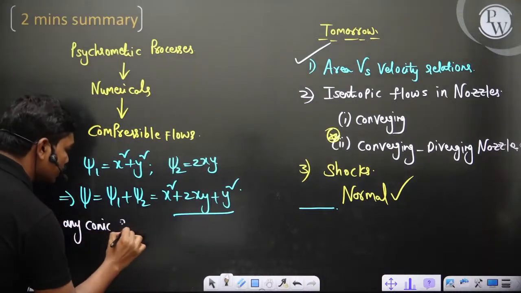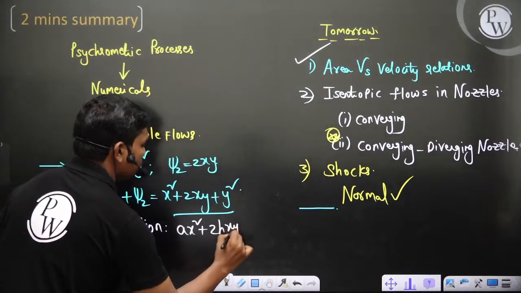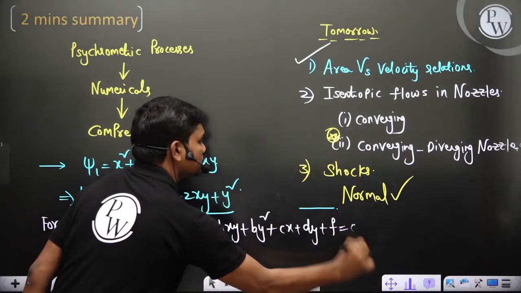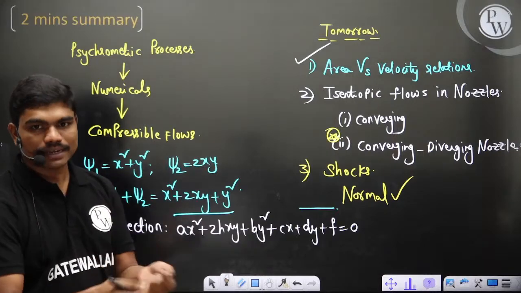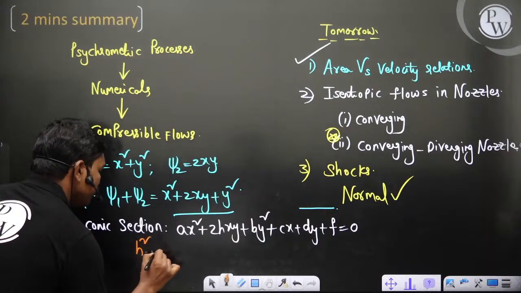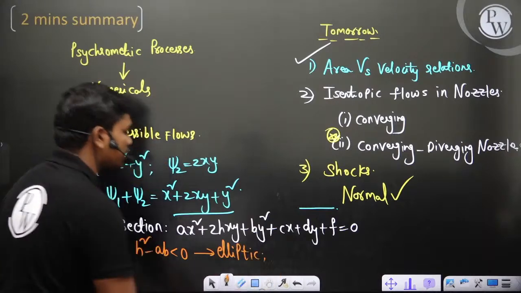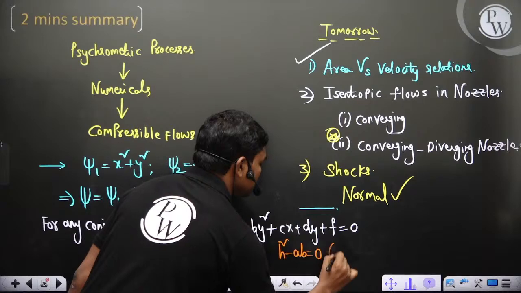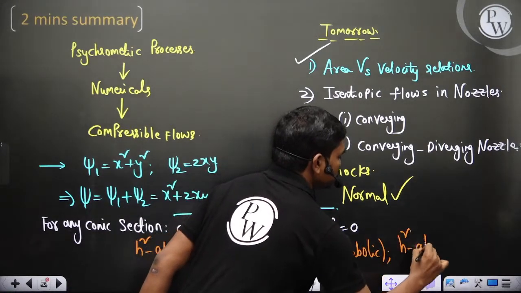Now for any conic section, the general equation is ax square plus 2hxy plus by square plus cx plus dy plus f is equal to 0. So this is how we have the equation normally. I'm not teaching complete math here, because it's generally not required as of now. If h square minus ab is less than 0, this is the case of elliptic sections. h square minus ab equal to 0 is parabolic, and h square minus ab greater than 0 is hyperbolic.